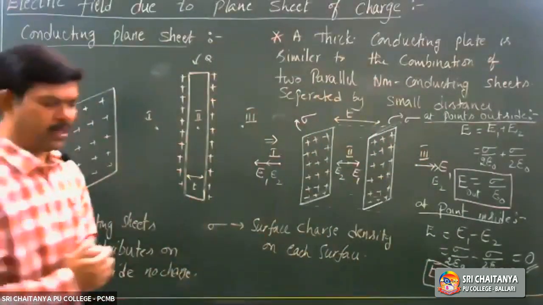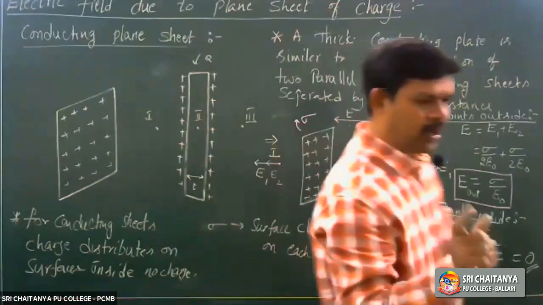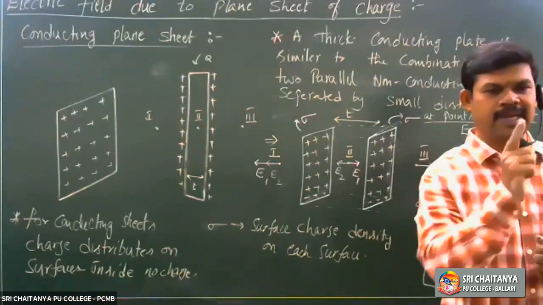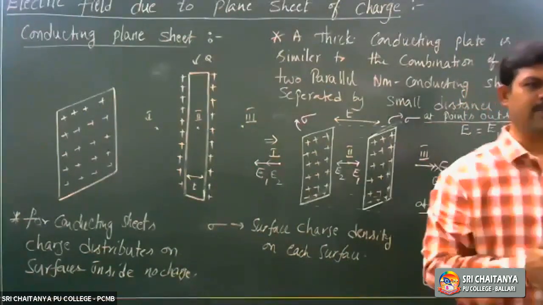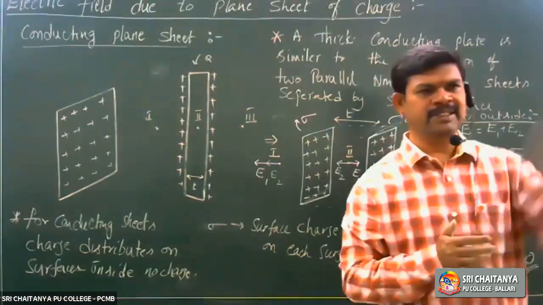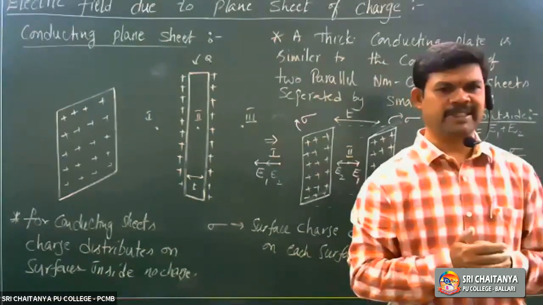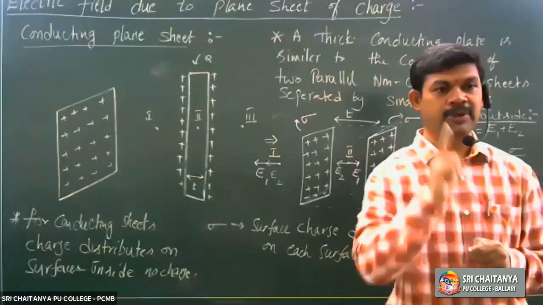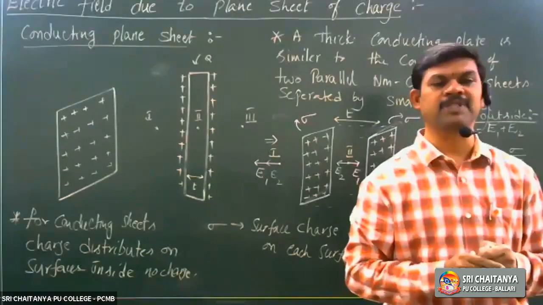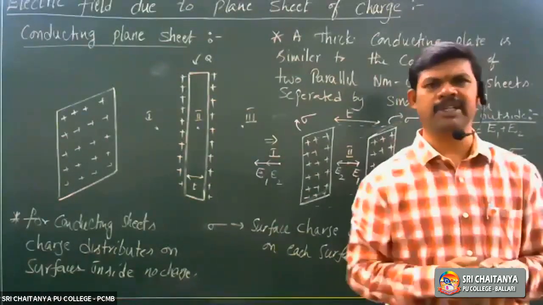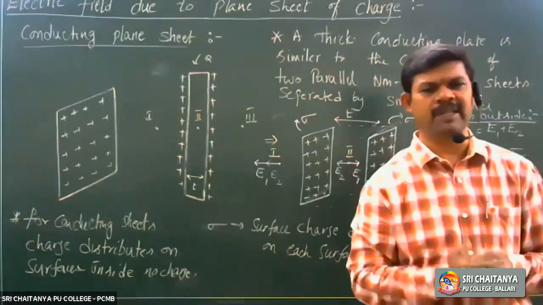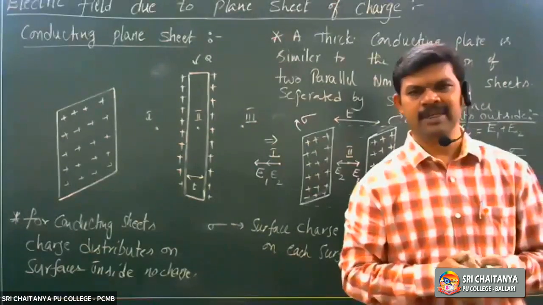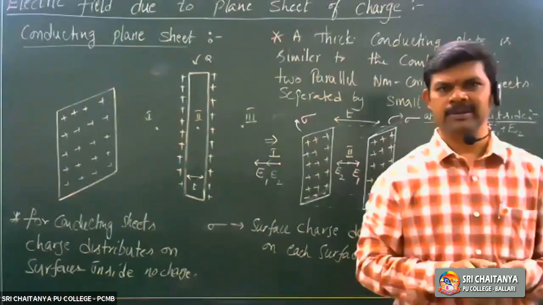Whenever you are reading a problem, see what sheet they asked, conducting sheet or non-conducting sheet. Due to a non-conducting sheet, the field is sigma by 2 epsilon naught. Due to a conducting sheet, it is sigma by epsilon naught. Just remember these. You can solve any problem clearly just by assigning the proper direction whenever they ask for the net field. Okay, thank you.